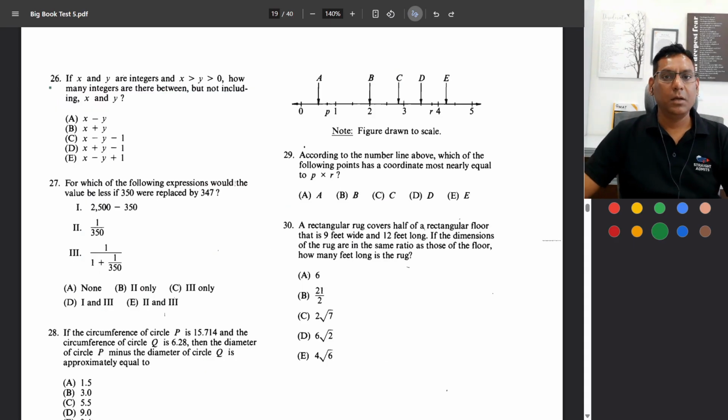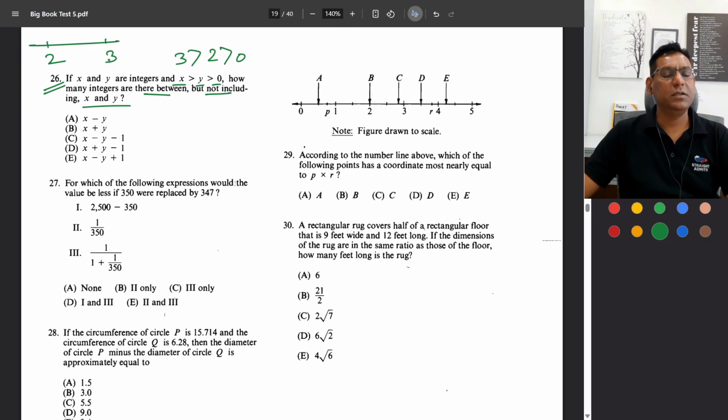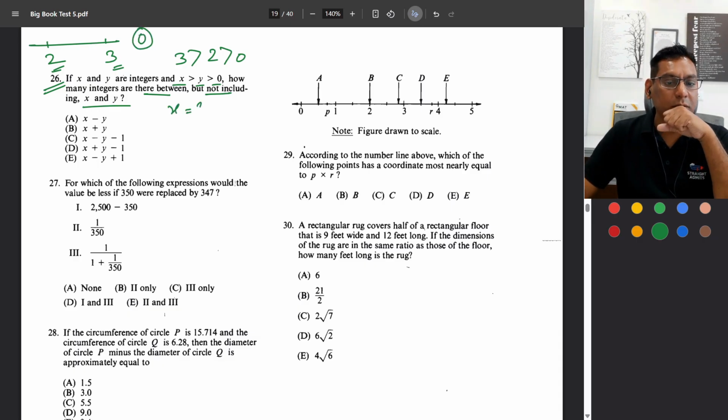Okay. Question 26, if x and y are integers and x greater than y greater than 0, so let's say 3 greater than 2 greater than 0, how many integers are there between but not including x and y? Okay, so I have this number line, I have 2 here, I have 3 here. How many integers are there in between? Excluding, I'm not taking 2, I'm not taking 3. Then how many integers are there between? 0 integers.